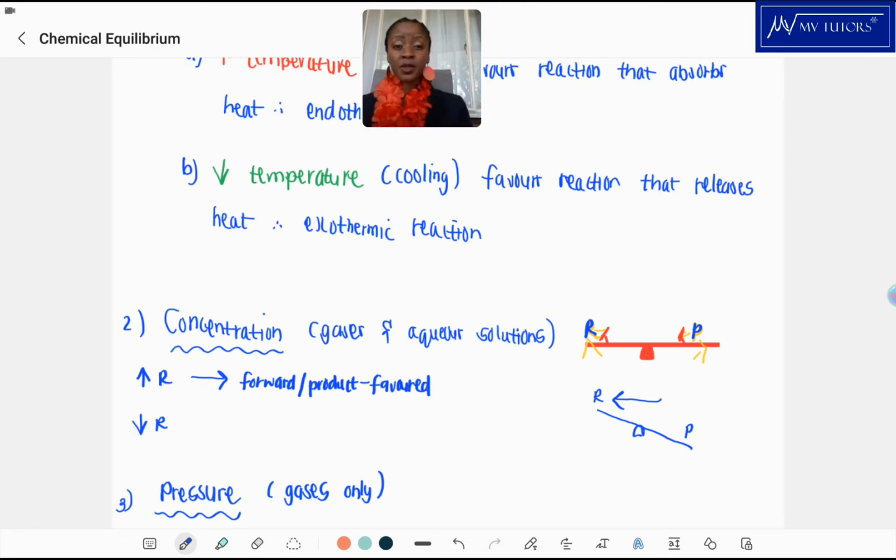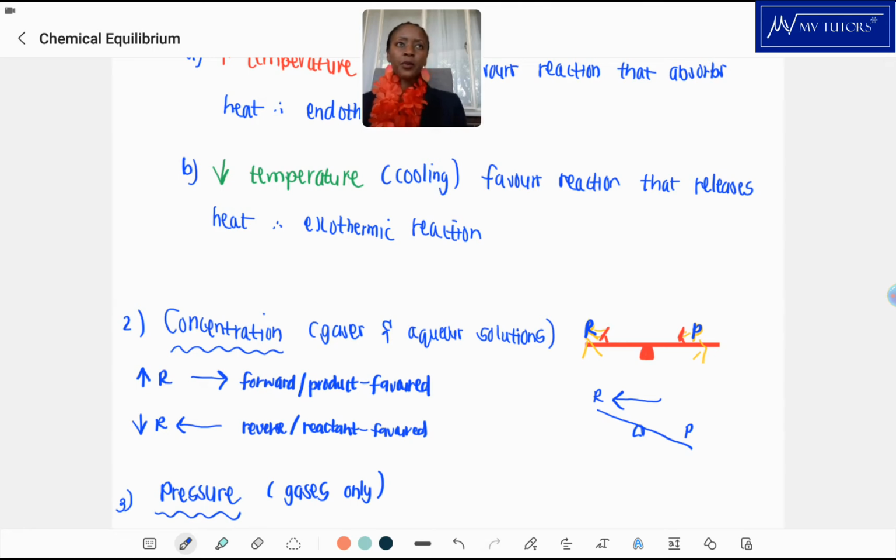So when you reduce the concentration of reactants, we're gonna go help the reactants out because they've lost out. So it will be reverse or reactant favored. That is what Le Chatelier says. This is what we must do. The same applies when we have our products reducing. So what must happen?